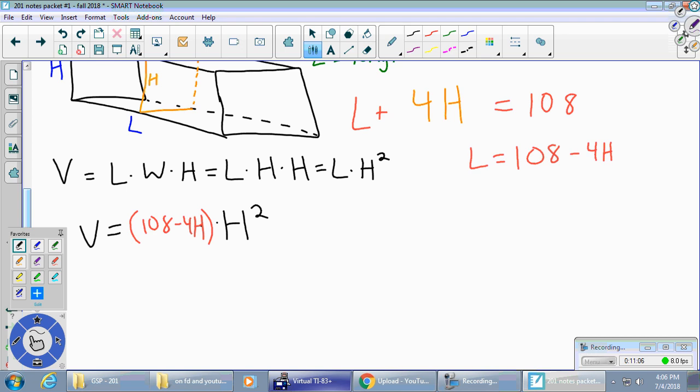Okay, and we are trying to maximize the volume, which means take a derivative of that volume equation. But I can't yet because it's a product, and so I need to rewrite this by distributing. So this becomes 108h squared minus 4h cubed. Now I can take a derivative.